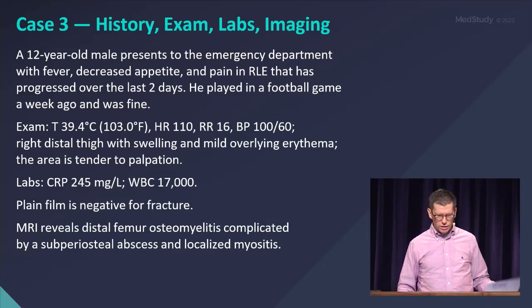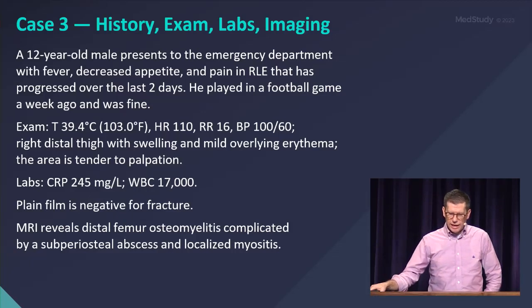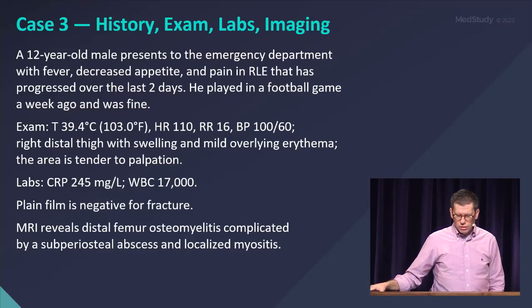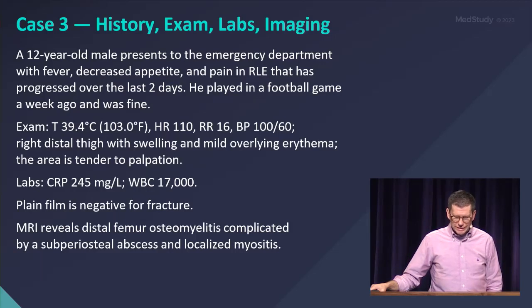Case 3. A 12-year-old male presents to the ER with fever, decreased appetite, and pain in the right lower extremity that has progressed over the last 2 days. He played in a football game a week ago and was fine. The exam reveals a temperature of 103, heart rate of 110, respiration 16, blood pressure 100/60. His right distal thigh has swelling and mild overlying erythema and is tender to palpation. He has a CRP of 245 milligrams per liter and a white count of 17,000.